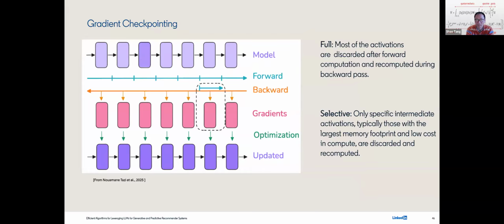The first one is full gradient checkpointing, where most of the activations are discarded after forward computation and recomputed during the backward pass. In this case, we can save a lot of memory, but as you can imagine, we recompute most of the stuff, so it causes a significant training slowdown. For the selective one, only specific intermediate activations, typically those with the largest memory footprint and lowest compute cost, are discarded and recomputed. So using selective gradient checkpointing results in a better trade-off.